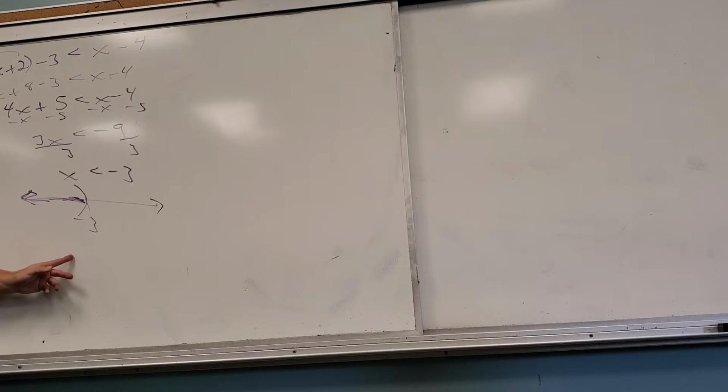Now, how do I put this in interval notation? What's the smallest number it could be? From negative infinity up to -3, and then I put the same symbol. So the interval just gives me a really quick answer. It's all the numbers from infinitely down up to -3, so everything below -3.